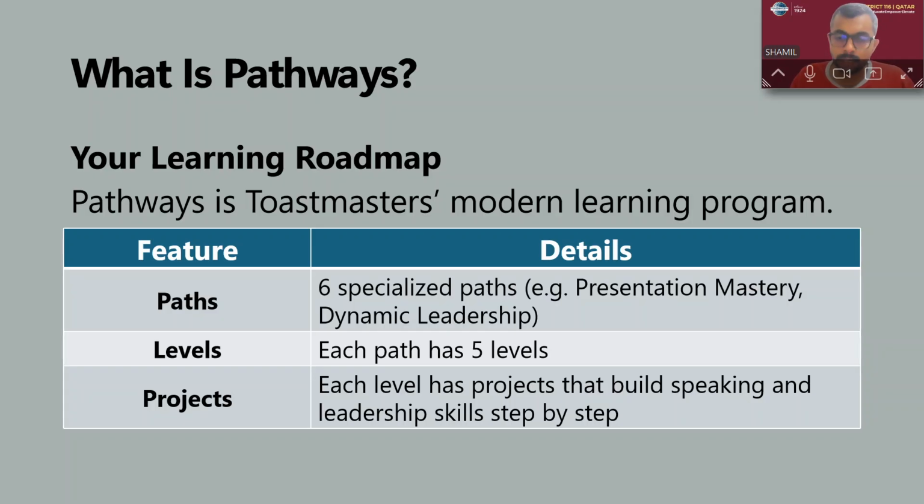Pathways is basically our learning roadmap. It is Toastmasters' modern learning program. Every once in a while, Toastmasters updates their educational curriculum. Before Pathways, we had a curriculum in the name of Competent Communicator and Competent Leadership manuals, which was considered the gold standard of Toastmasters International. In order to align with our professional goals, they decided to introduce several paths that can satisfy our professional requirements as well. Each path includes both public speaking and leadership projects.